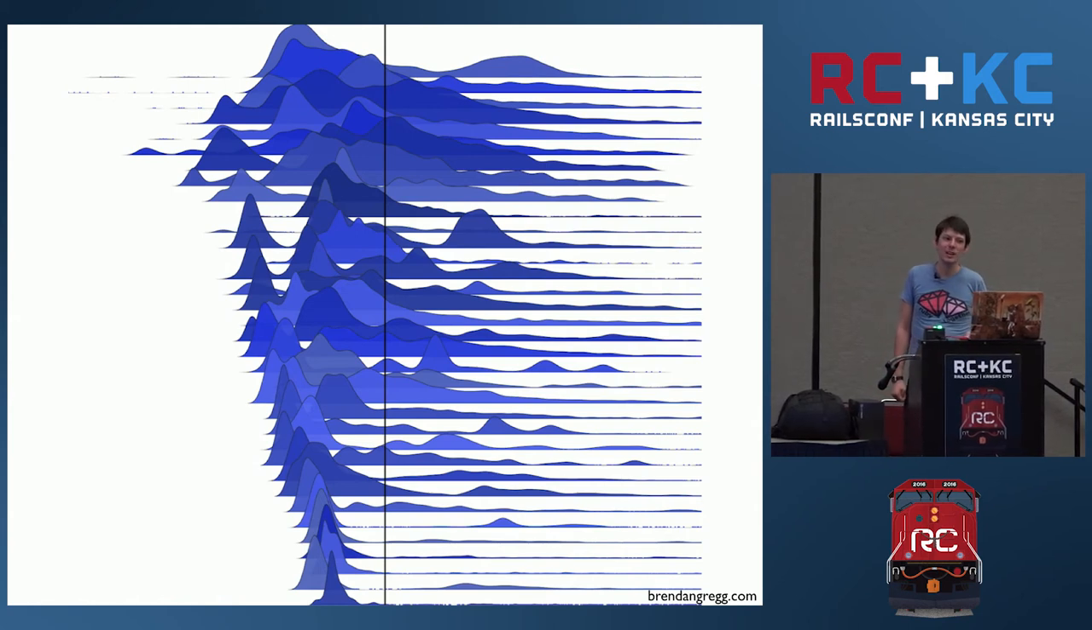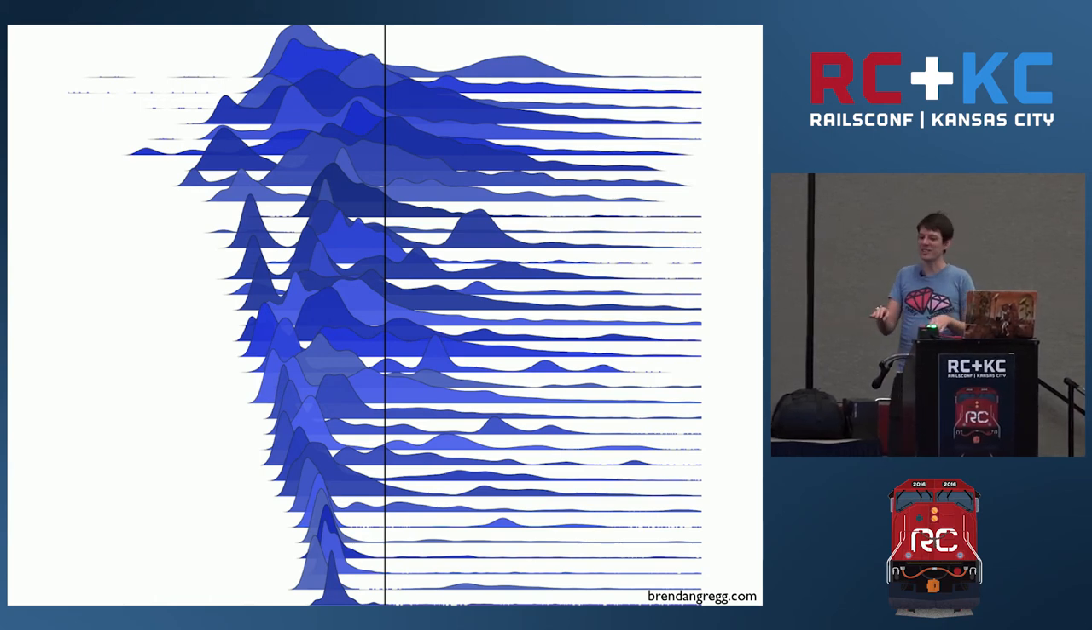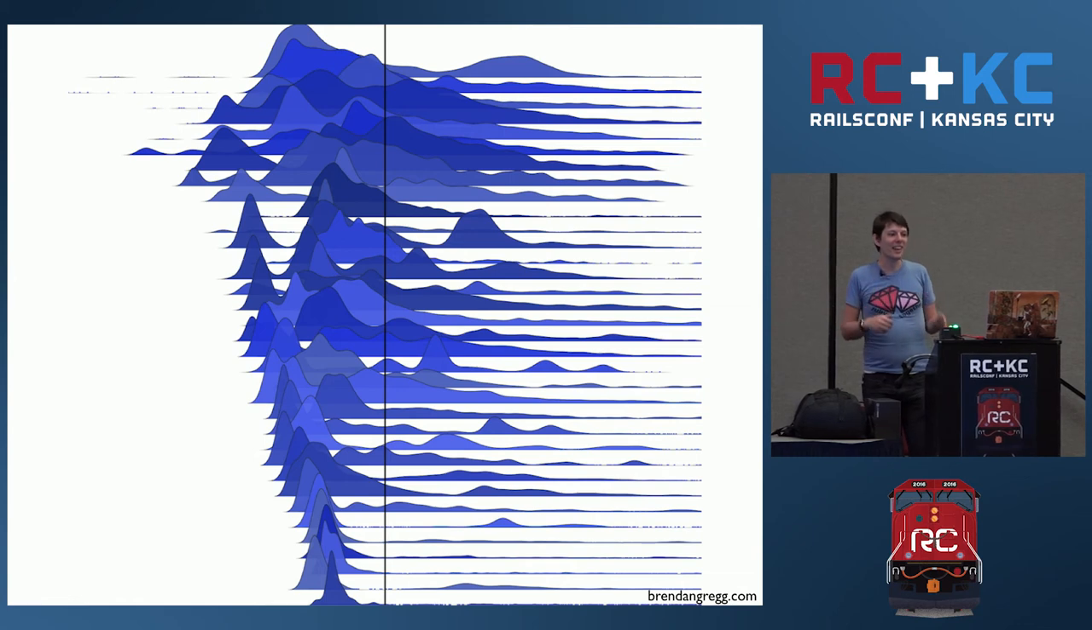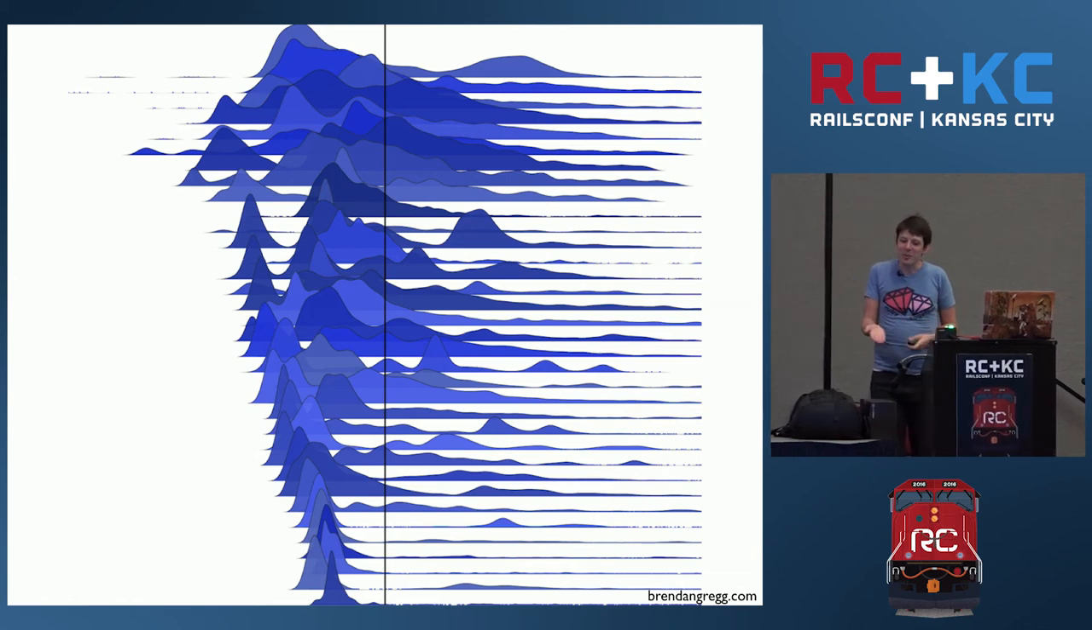So not only do none of these look like a bell curve, not a single one of these looks like a bell curve. Worse than that, most of them have zero actual data points at the average line.